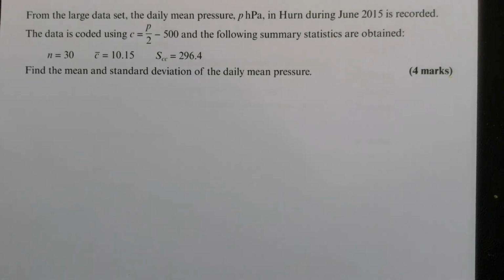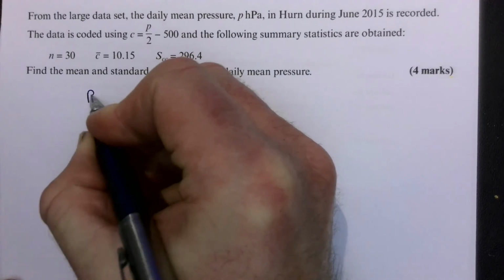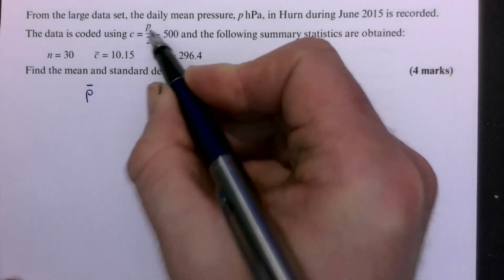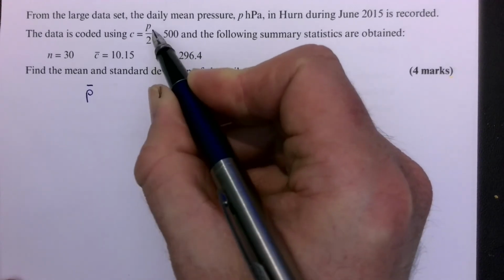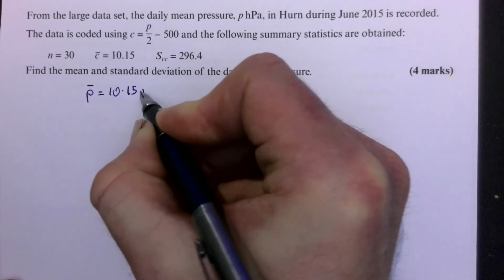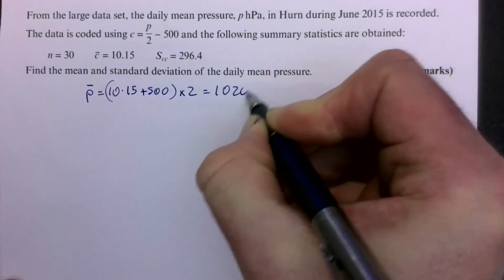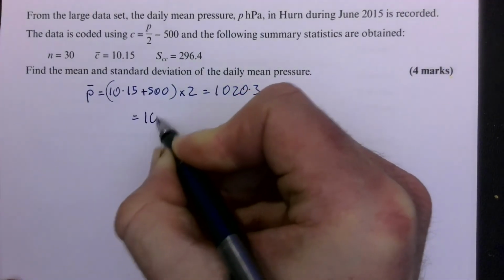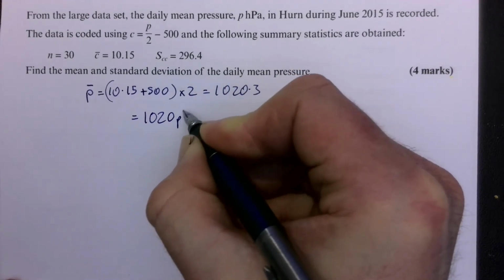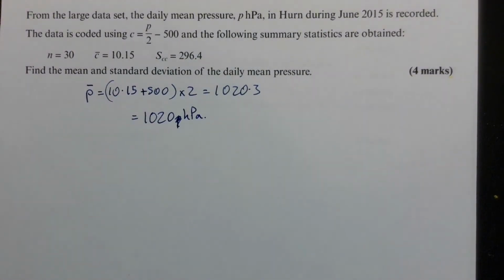Right, so we're back with the large data set. Not that it really matters, it's just some information, isn't it? And we want to know the mean and standard deviation of the daily mean prediction. Now they've given us the mean of the coded stuff already. So the mean of P, which will be the daily mean, the actual one, will be just reversing this process. So it's been divided by 2 and then had 500 taken away. So we're going to need to add 500 first, and then whatever that is, times it by 2, which gives us 1020.3 to 3 significant figures. That's 1020 HPA. Something Pascals, can't remember what.